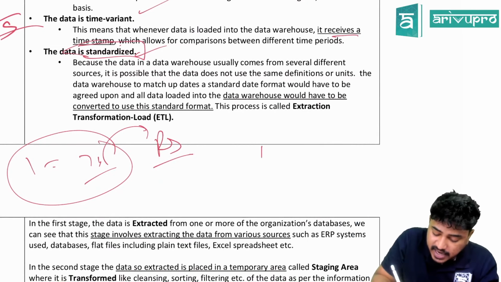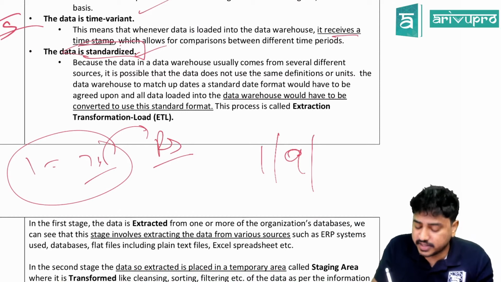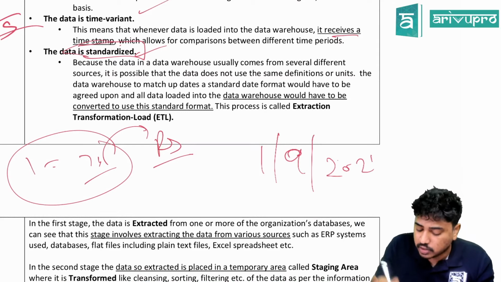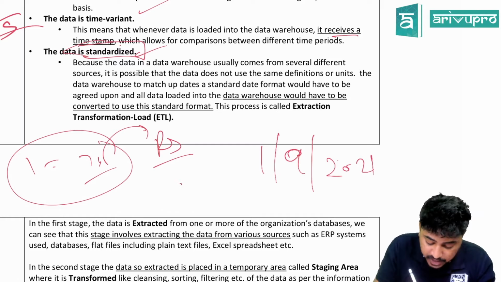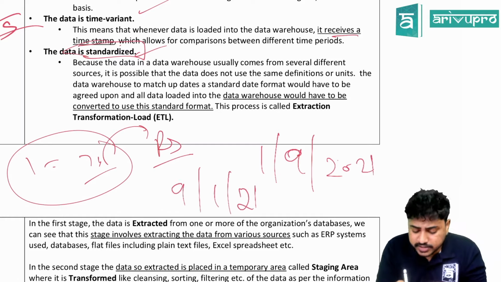Sometimes in certain data, you would have written August 2020-21. Certain data you would have kept as 9th, 1st, 21. Correct? Is this the same date?